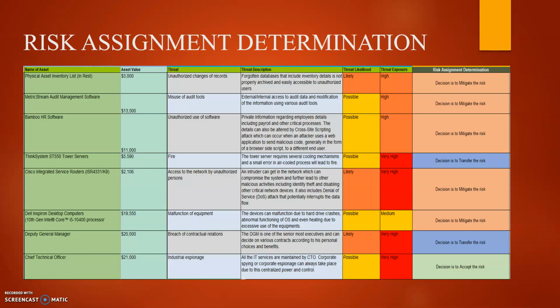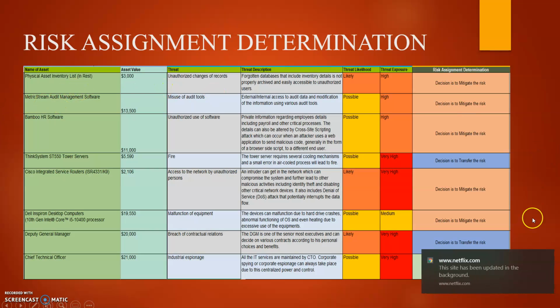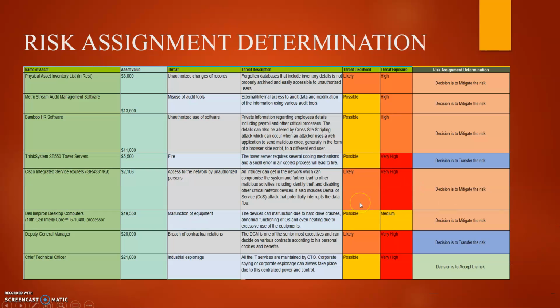This is one of the most important portions of my presentation, and it discusses the risk assignment determination of those assets identified. Depending on their threat and their likelihood of occurrence, we have decided to either mitigate, transfer, or accept those risks for those particular assets. So for the physical asset inventory list with the threat of unauthorized change of records, we have decided to mitigate the risk. We have also decided to mitigate the risk for the threat of misuse of audit tools for Metric Stream audit management software. For Bamboo Azure software with the threat of unauthorized use of software, we have decided to mitigate this risk as well. The ThinkSystem Tower servers, which are the facility assets inside our company, with the threat of fire, we've decided to transfer this risk.